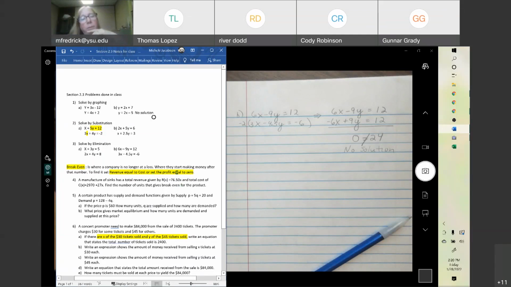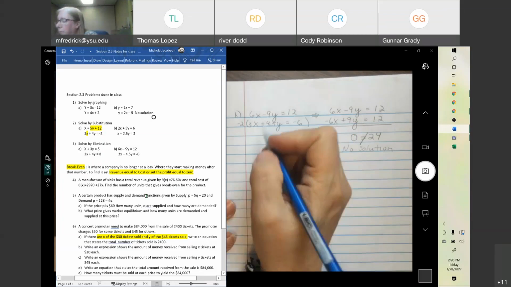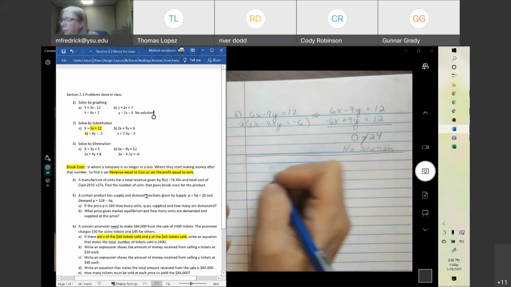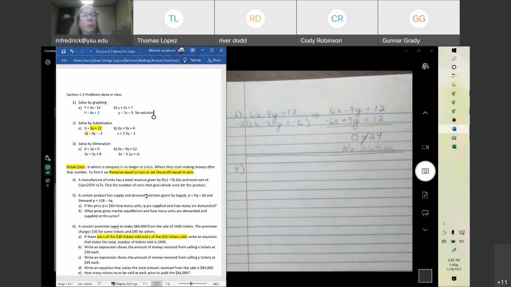Now we did the second one. We set the profit equal to 0, but you can also set revenue equal to cost. So to find break even, or when the company's no longer at a loss, set revenue equal to cost or profit equal to 0. We look at number 4. And these problems are all on As You Learn under section 2.3. I put them on so you don't have to write them out.